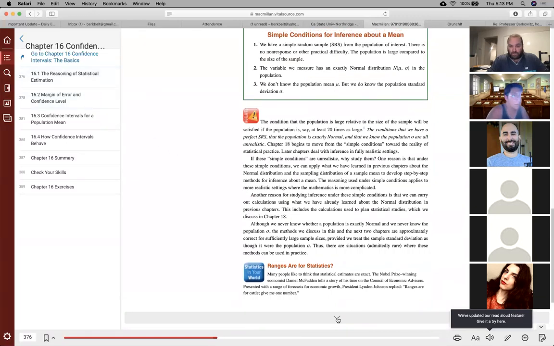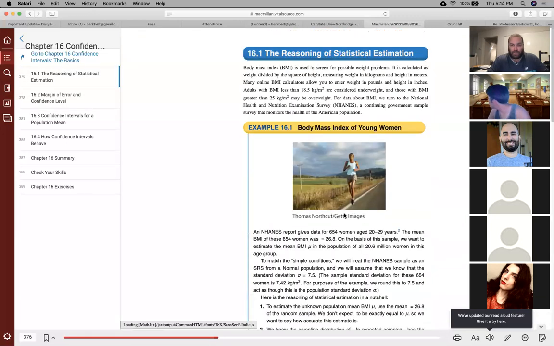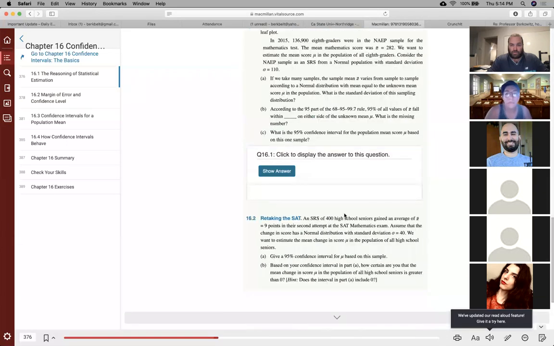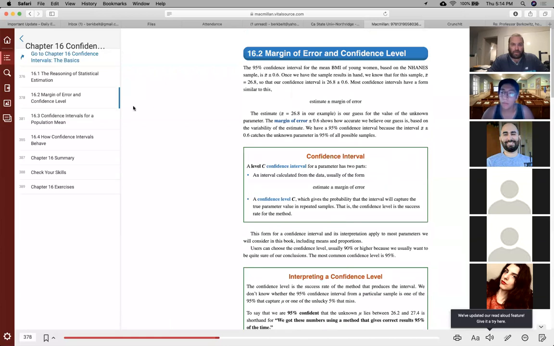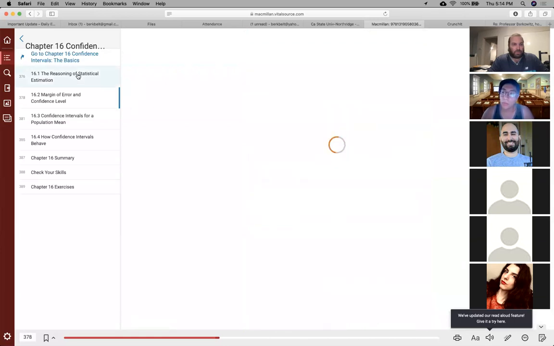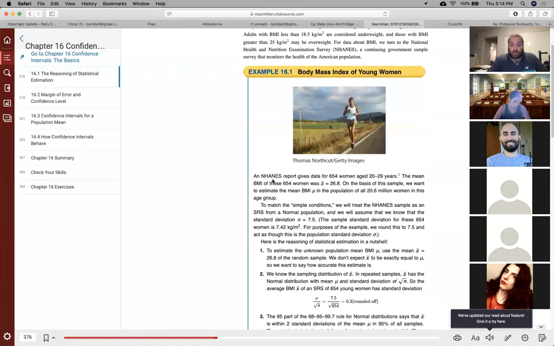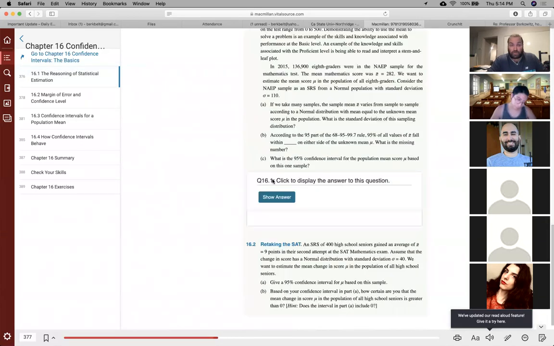How do I go next page here? Okay, so this is not, oh, there's questions for each section. That's why. Okay. So this one I saw already. It's not important. Okay.